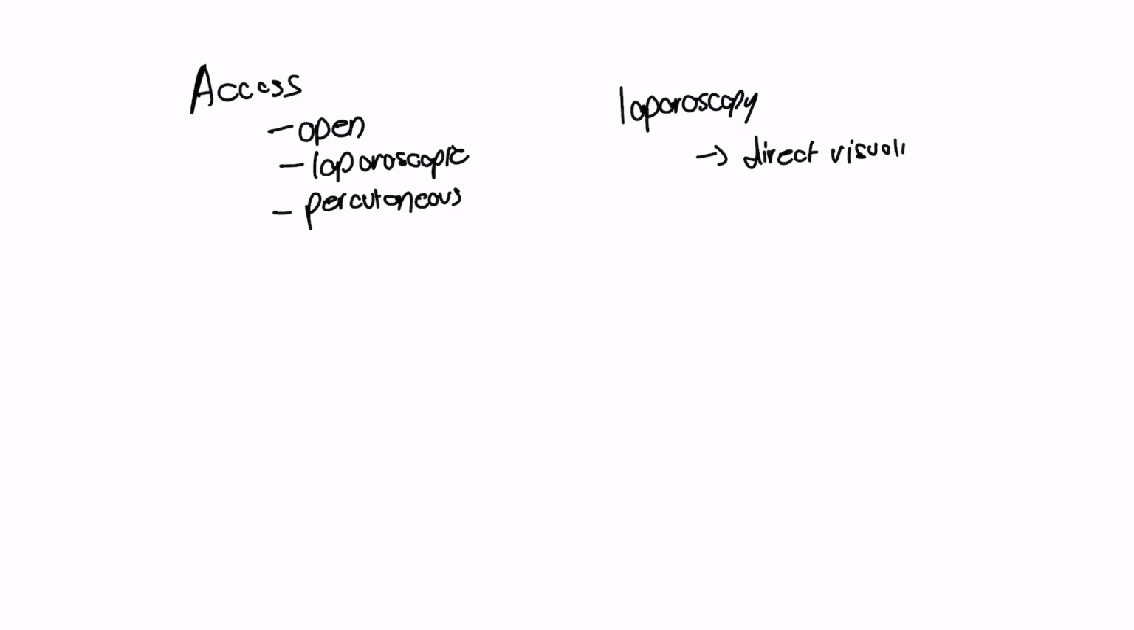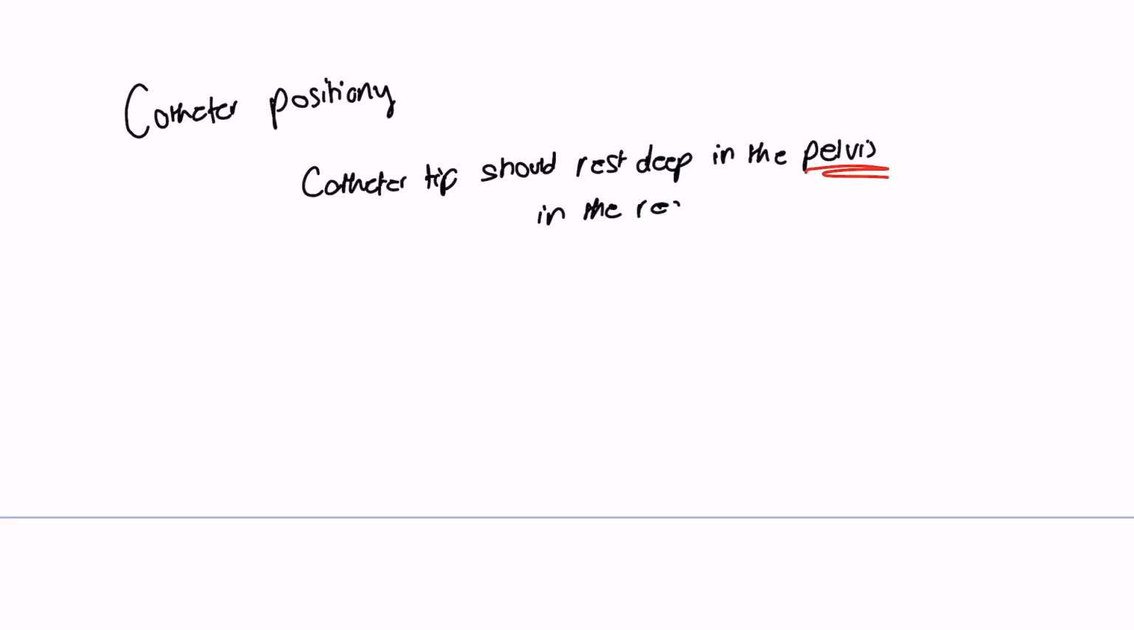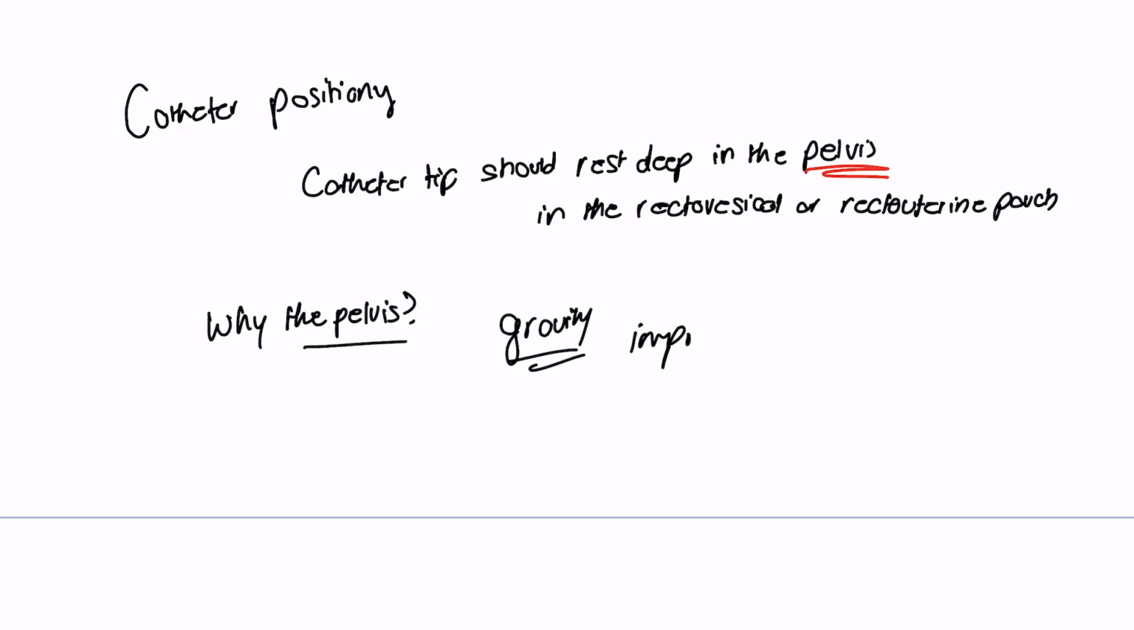Next, you're accessing the peritoneum. This can be open, laparoscopic, or percutaneous. Laparoscopic placement is particularly helpful. It allows for direct visualization, lysis of adhesions, confirmation of catheter position, and evaluation of hernias. Next, let's look at catheter positioning. The catheter tip should rest deep in the pelvis, usually in the rectovesical or rectouterine pouch. Why the pelvis? Because gravity. Gravity improves dialysate drainage, and a catheter placed too high may migrate and malfunction.